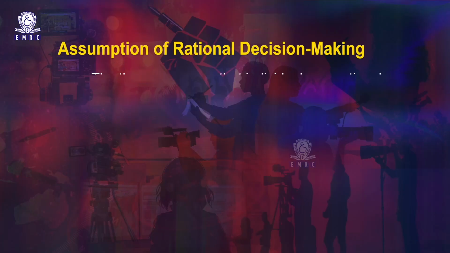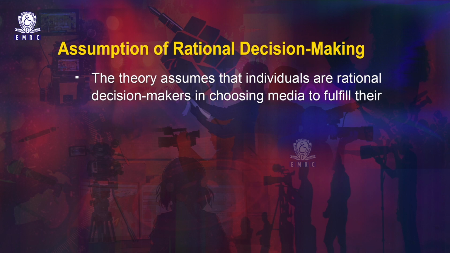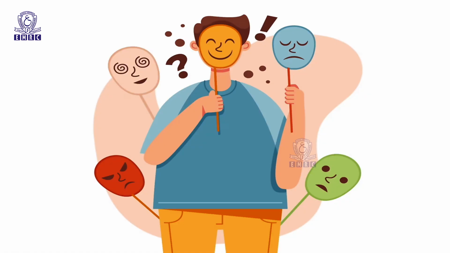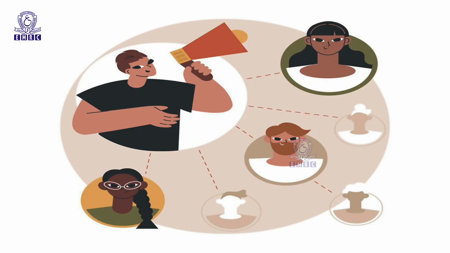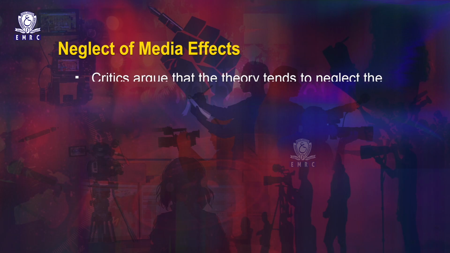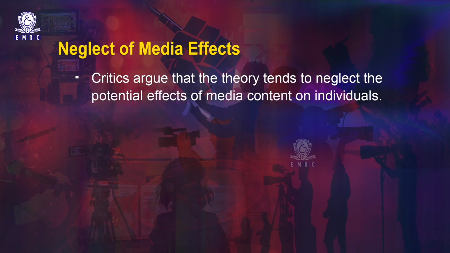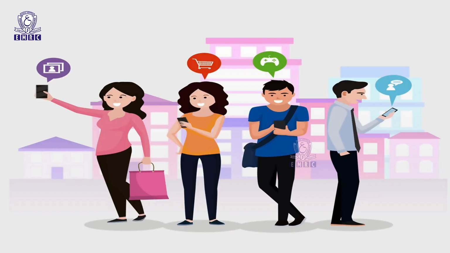Assumption of rational decision making. The theory assumes that individuals are rational decision makers in choosing media to fulfill their needs. However, this assumption may not hold in all cases, especially when emotions, habits or external influences play a significant role. Neglect of media effects. Critics argue that the theory tends to neglect the potential effects of media content on individuals.